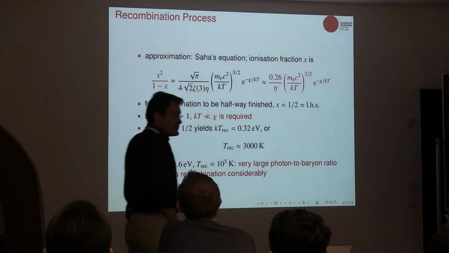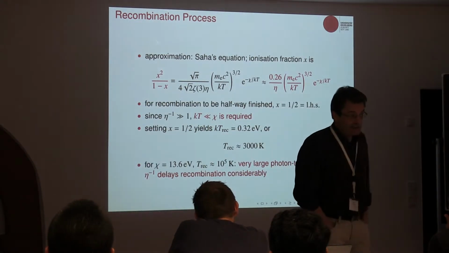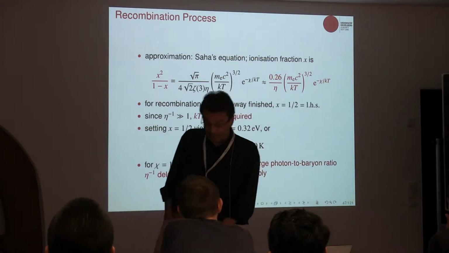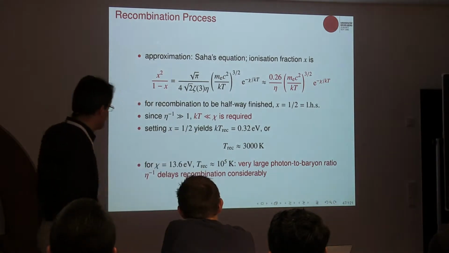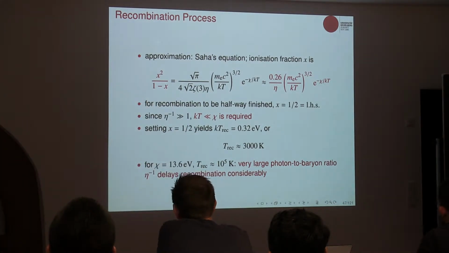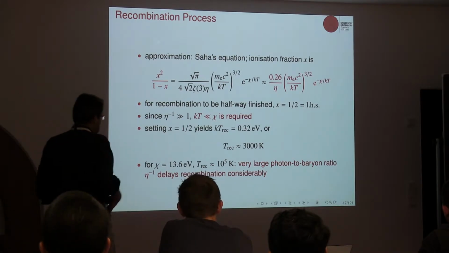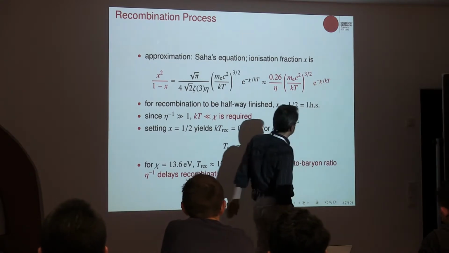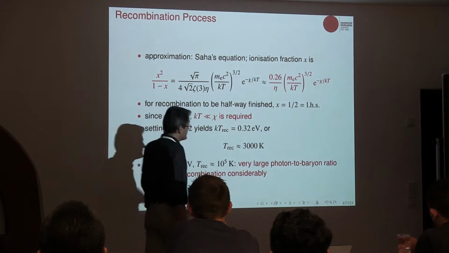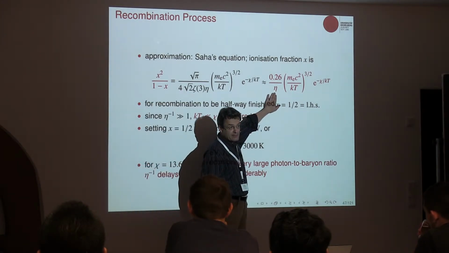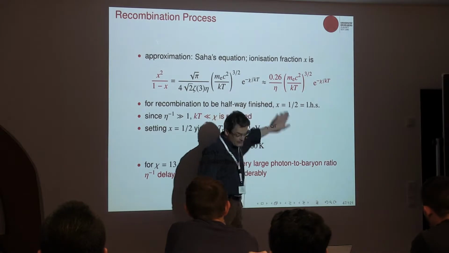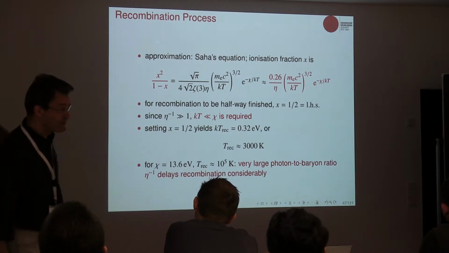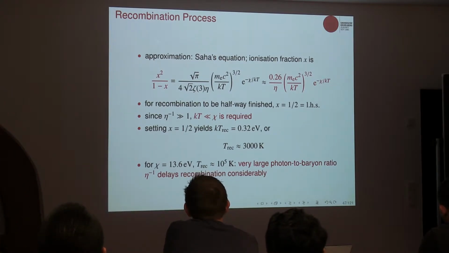The origin of that equation was that we just set up the free energy for the reaction proton plus electron turns into hydrogen or back, and by minimizing the free energy, we arrived at this equation here. And the key point was that even though there is a Boltzmann factor relating the ionization energy of hydrogen to the thermal energy, this is largely compensated by this factor of 1 over eta here. Recall that eta was the number of baryons per photon in the universe, which is a very small number, so 1 over eta is a very large number, about a billion.